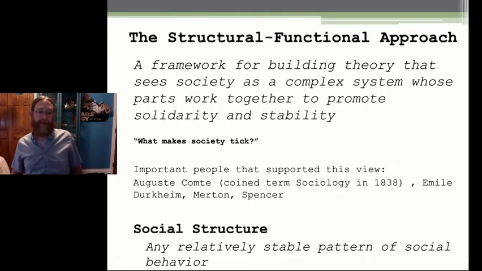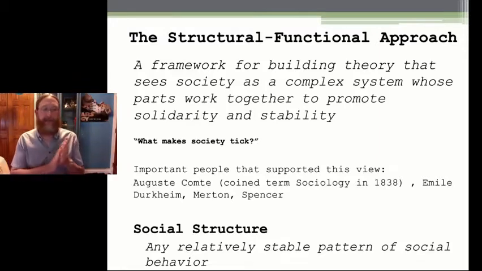All right. So, structural functionalist approach or functional approach, a framework for building theory, and this is a mouthful, that sees society as a complex system whose parts work together to promote solidarity and stability. Basically, what makes society tick, right? And there's a lot of important people, but Auguste Comte, the first person to coin the term sociology in 1838, great test question. Durkheim, Merton, and Spencer, all sociologists that you will be hearing about and that we'll look at and study this semester. And structural functionalist approach points to a couple things.